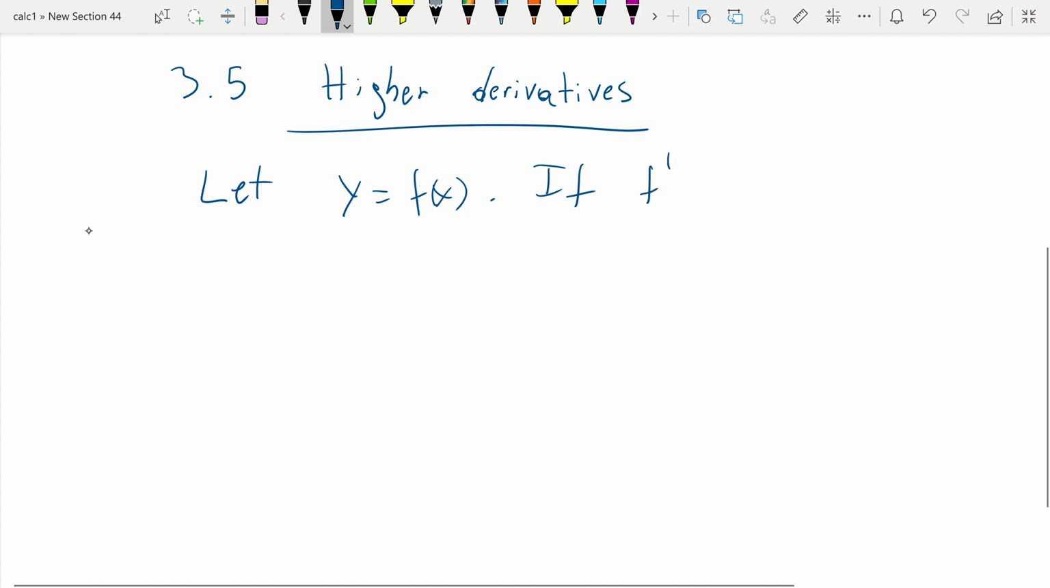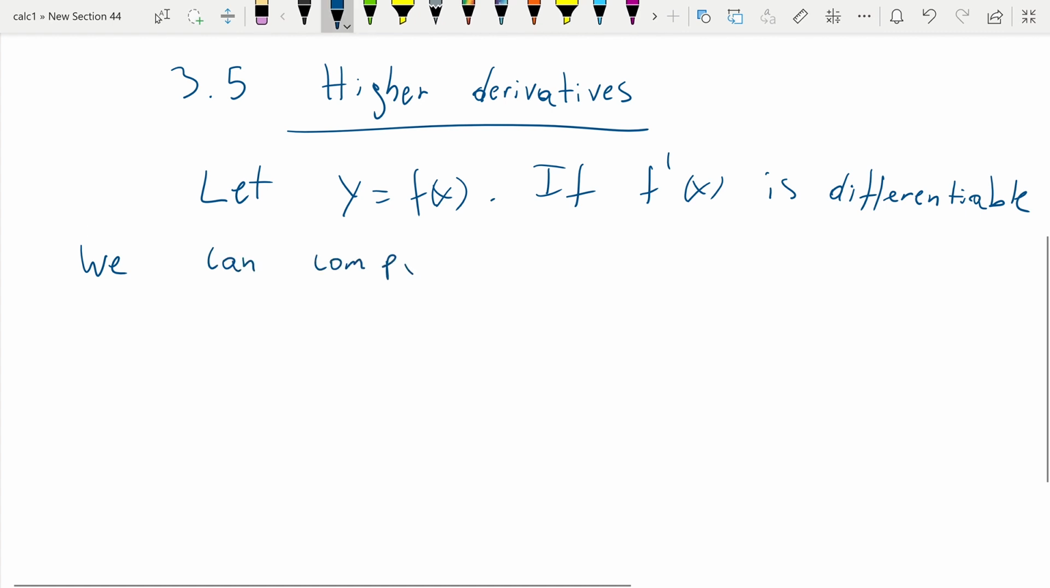Now, f prime of x, we already know, is another function. So you may ask yourself whether this new function f prime of x is differentiable. If it is differentiable, we may compute its derivative, and we can compute what's called the second derivative.